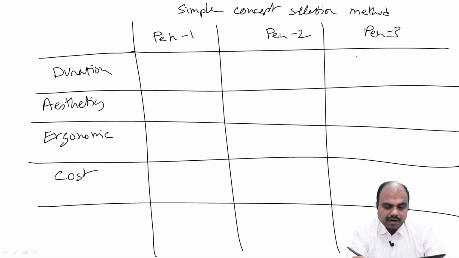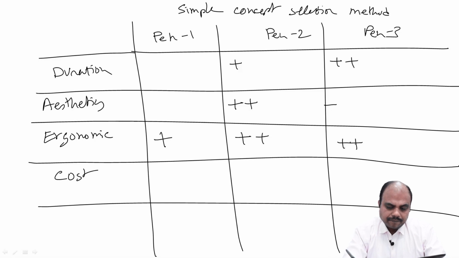For duration, maybe pen number 3 you can write really long, so we can give a plus. Pen number 2 is a little less. Pen number 1 is not much, so we don't give anything. In terms of aesthetics, pen number 2 is far better, very good looking, and pen number 3 is not that great. For ergonomics, maybe pen number 1 is good, pen number 2 is very good, and pen number 3 is really good.